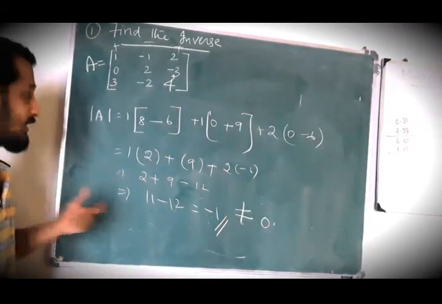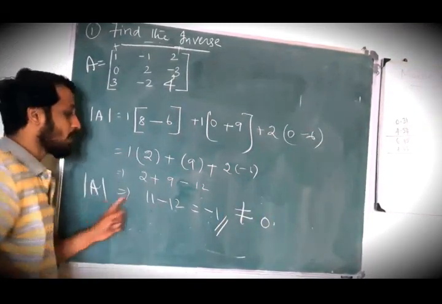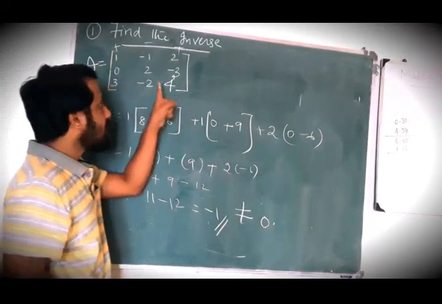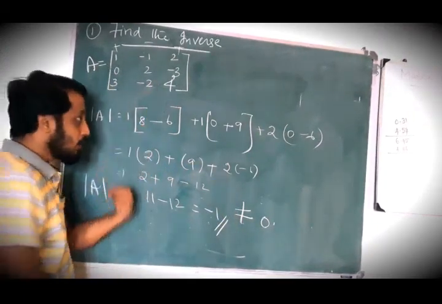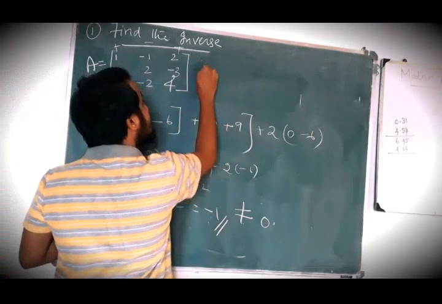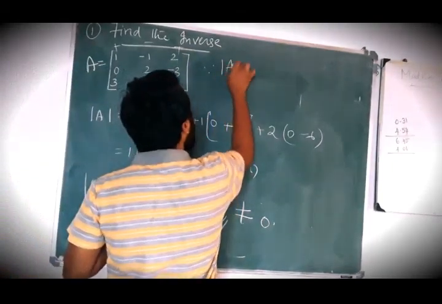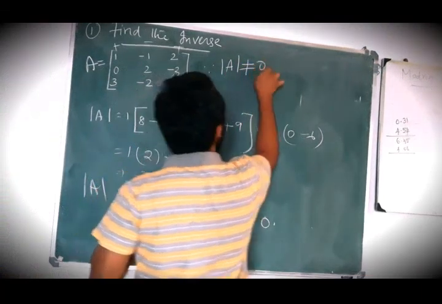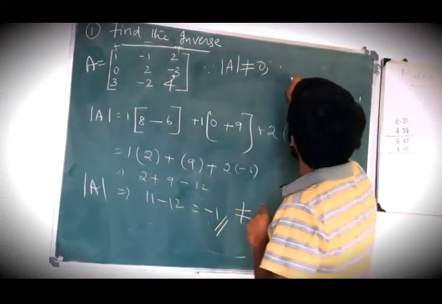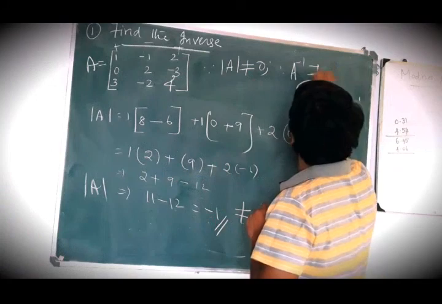Which is not equal to 0, that means determinant A is not equal to 0. Therefore, the given matrix is a non-singular matrix. You have to write this sentence: Since determinant A is not equal to 0, therefore A inverse exists.